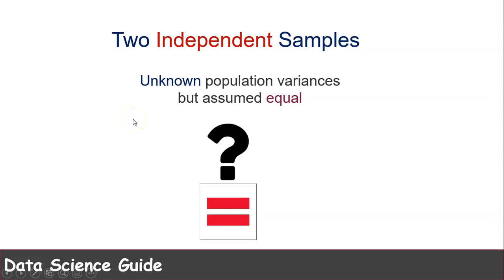Welcome back everyone. In this tutorial we are going to calculate the confidence interval for two independent samples when the population variance is unknown, but it's assumed to be equal. So the population variances are unknown for both samples, but we assume they are equal.